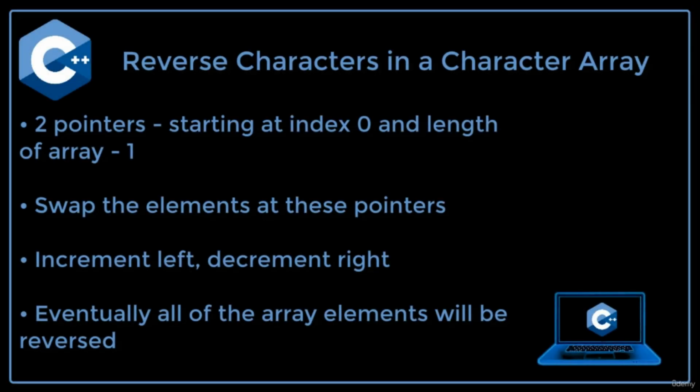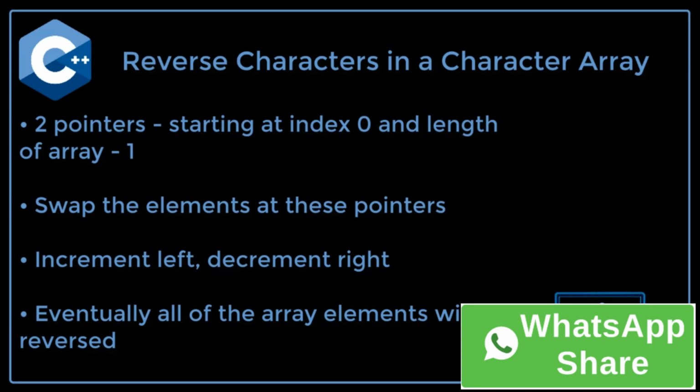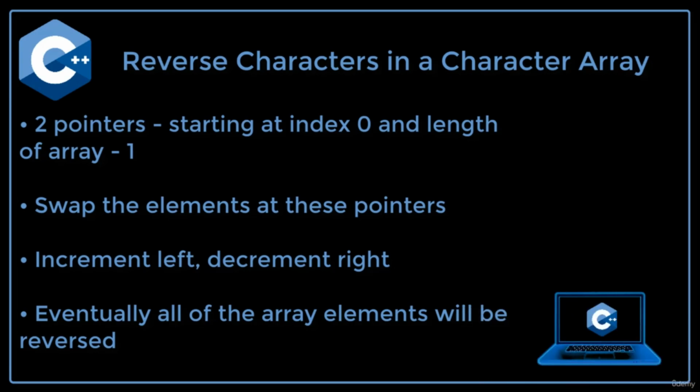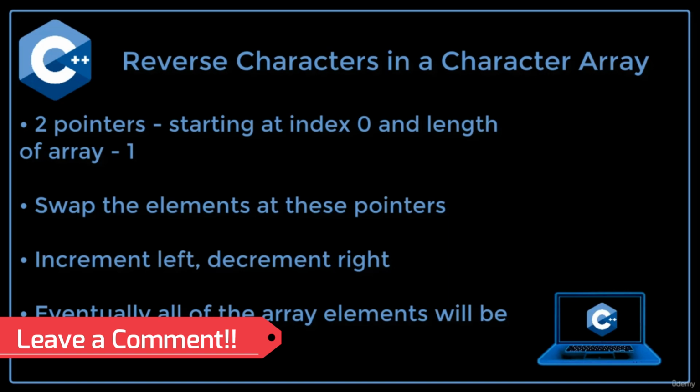The algorithm I am thinking of using to solve this question is to have one variable starting with index 0, and another with an index of size of the array minus 1. We will swap the elements of these indices, and then move the left pointer forward by one spot and the right pointer back by one spot. Eventually, by swapping the values, we will have reversed the entire array.